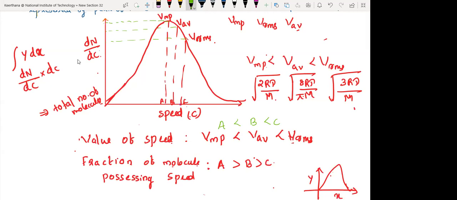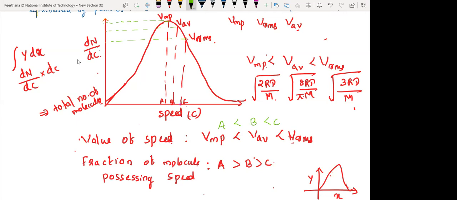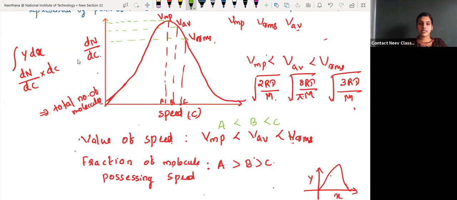Ma'am, is it A less than B less than C, or A greater than B less than C? Which is it? Is it A greater than B greater than C, or A less than B less than C? This is the value of speed. A less than B less than C, right?